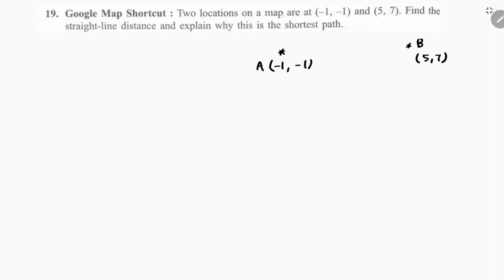See, why this is the shortest path? Because it is directly from initial to final. So it is displacement, so that's why it is the shortest path. Now I'll find the distance.